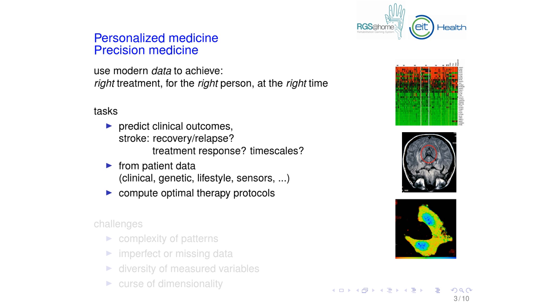And these will be clinical data, there could be genetic data, lifestyle data, or data recorded from wearable sensors. And if we are able to do these things, then we can also compute the optimal therapy protocols that are tailored to the measurements and the characteristics of individuals.